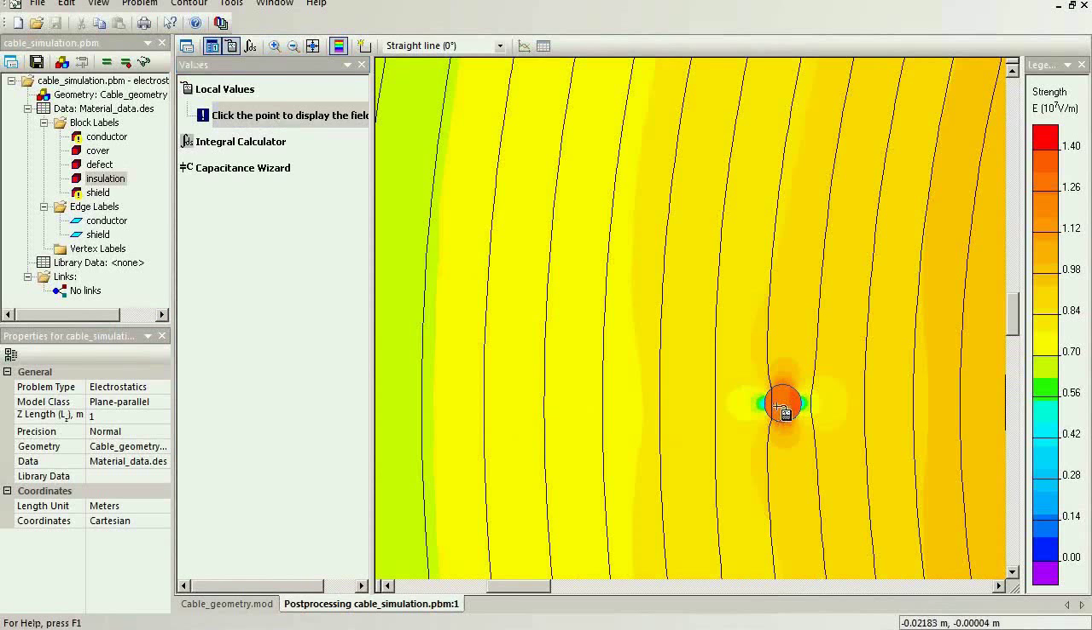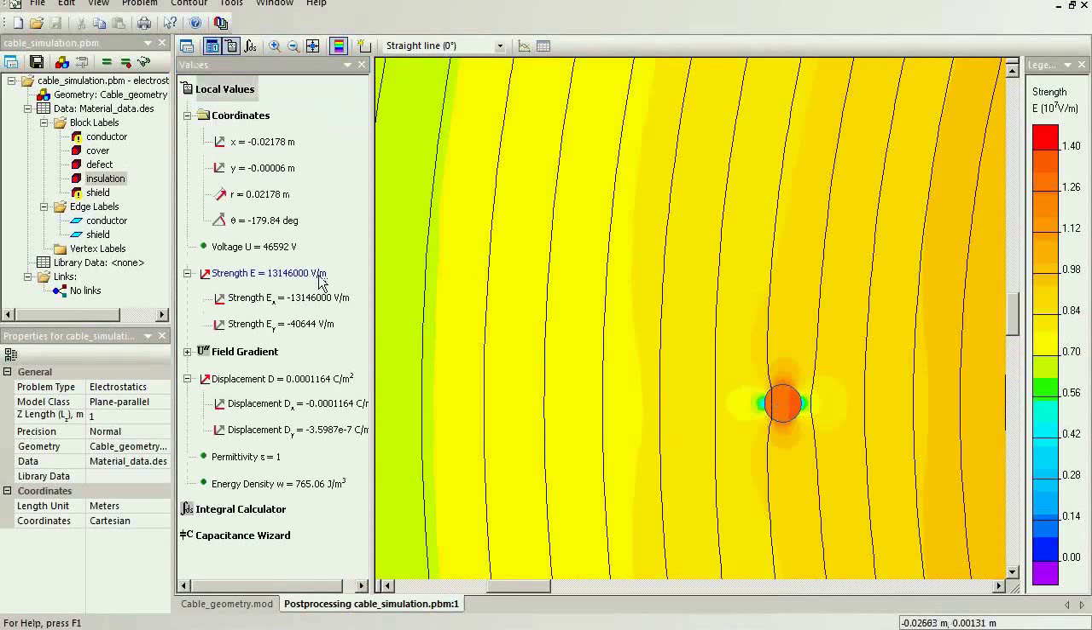But let's take a look at the air gap. Inside the air gap, the electric field stress is about 13 megavolts per meter, or this is 13 kilovolts per millimeter, and this is about 4 times greater than the breakdown voltage for the air. So if we have the air gap in the insulation, the electric field stress will be greater than the breakdown voltage for the air, and we will have ionized space here and partial discharges and current flows.